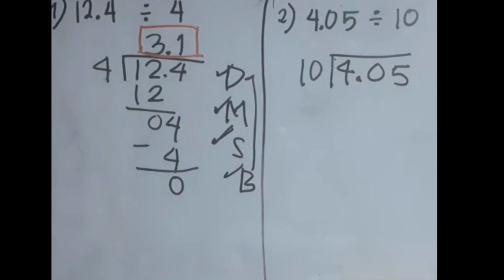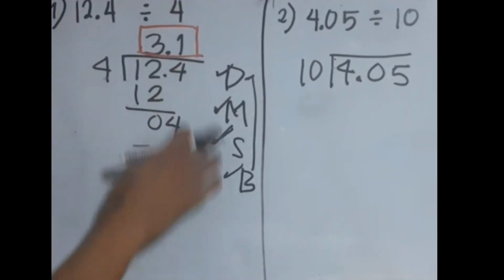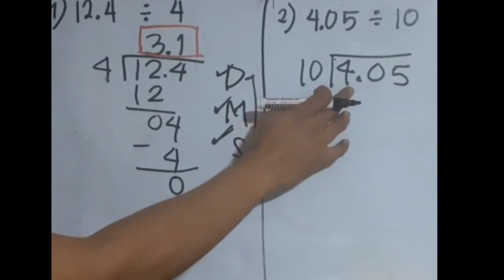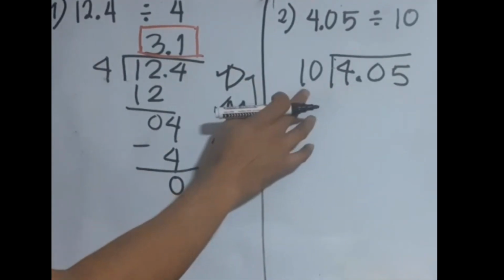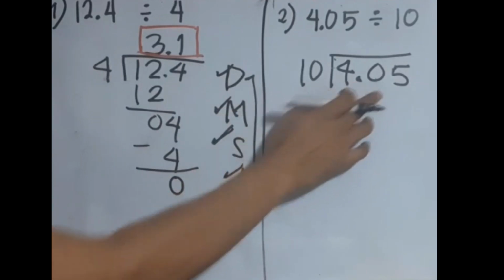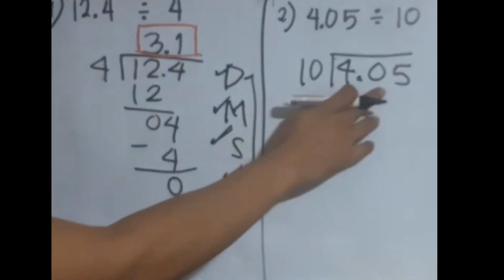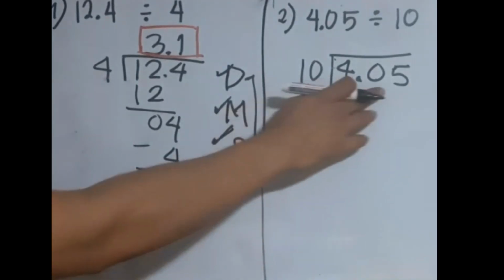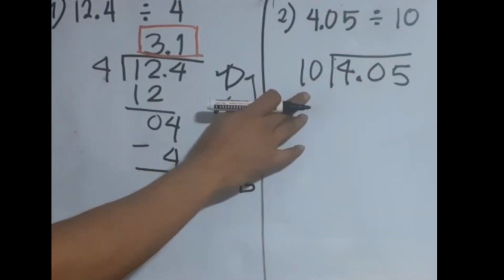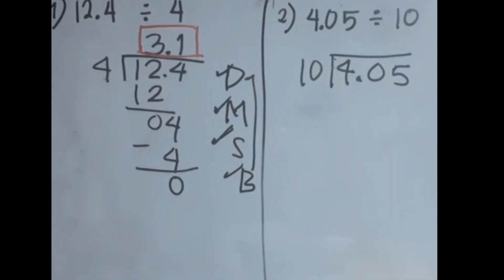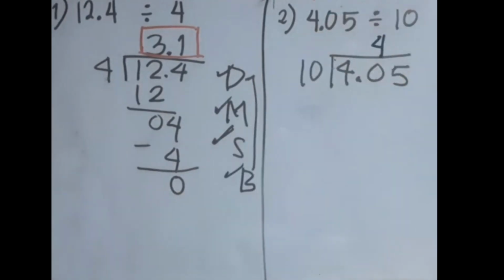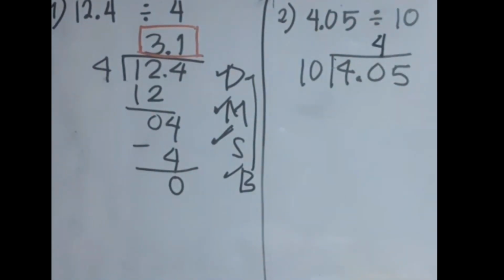So let us divide using DMSB. Divide, multiply, subtract, and bring down. So first, let us divide 4 divided by 10 cannot be. So let us move to the next place. That will give you now 40. 40 divided by 10 is equals to 4. Saan natin isusulat yung 4? Sa taas ng 0. Bakit? Kasi nung tayo nagsimulang mag-divide. Tatandaan niyo yung mga bata, kung saan kayo nagsimulang mag-divide, doon ilalagay yung sagot nyo.